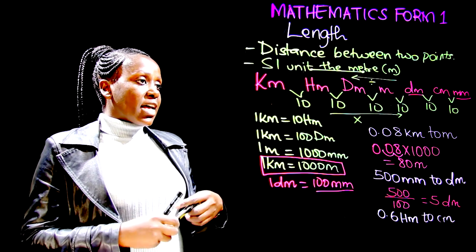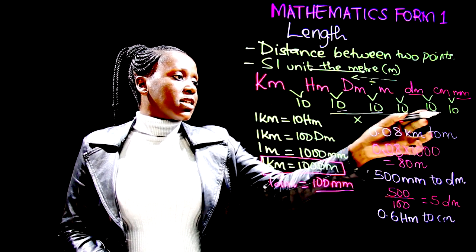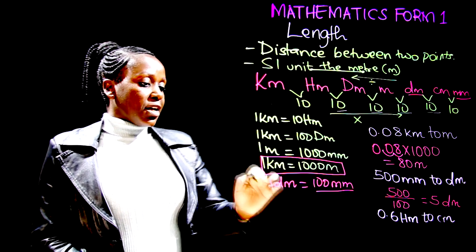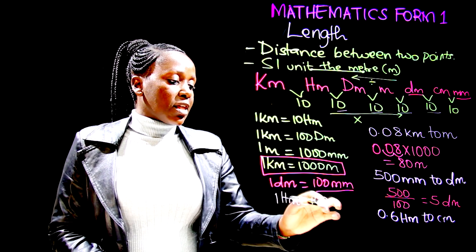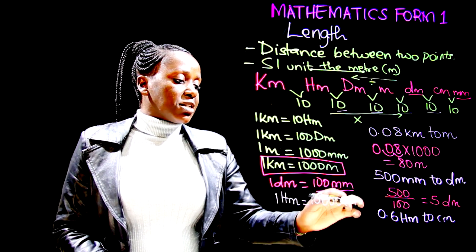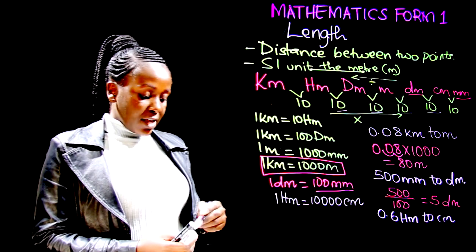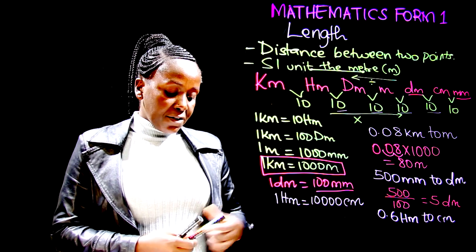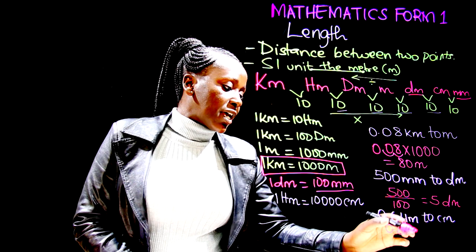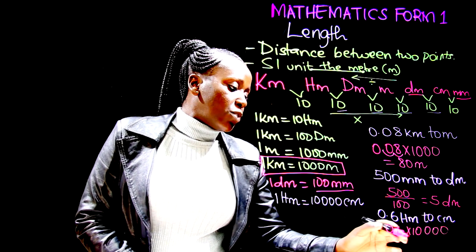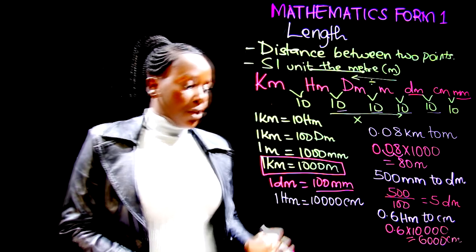So from hectometers to centimeters, we have 10 times 10 times 10 times 10, that is 10,000. So 1 hectometer is equal to 10,000 centimeters. Now since we are converting from a bigger unit to a smaller unit, then we multiply. So we will have 0.6 times 10,000, which is equal to 6,000 centimeters.